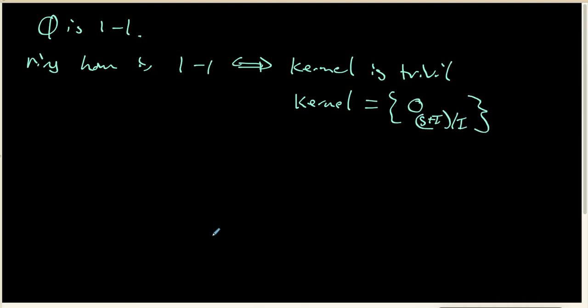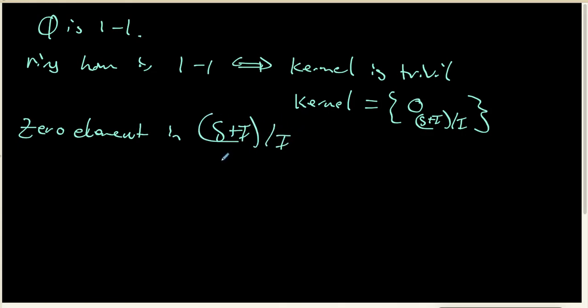So because kernels are the things that get sent to zero inside the target ring, and we're hoping to show that the kernel is just this one element inside the domain ring, I want to talk about the zero elements inside the two quotient rings. So the zero element inside S plus I mod I is just going to be the zero element inside S plus I, but that's going to be 0 inside R, plus the ideal I.